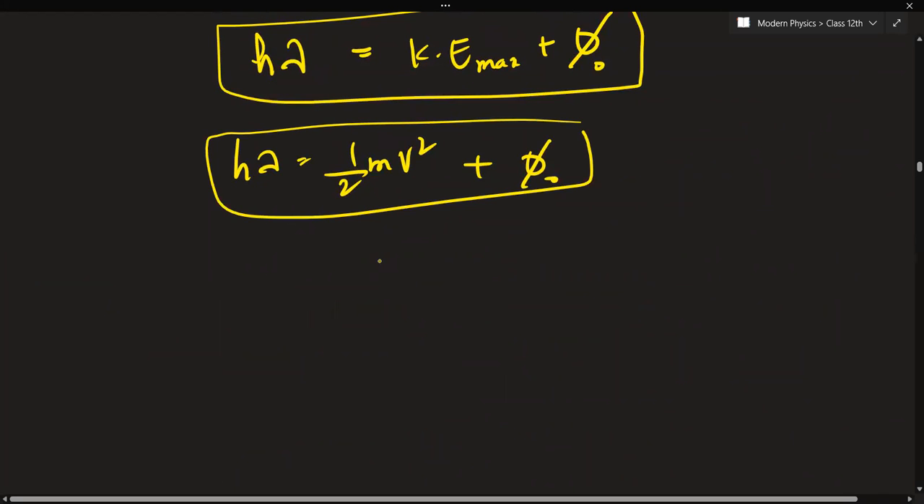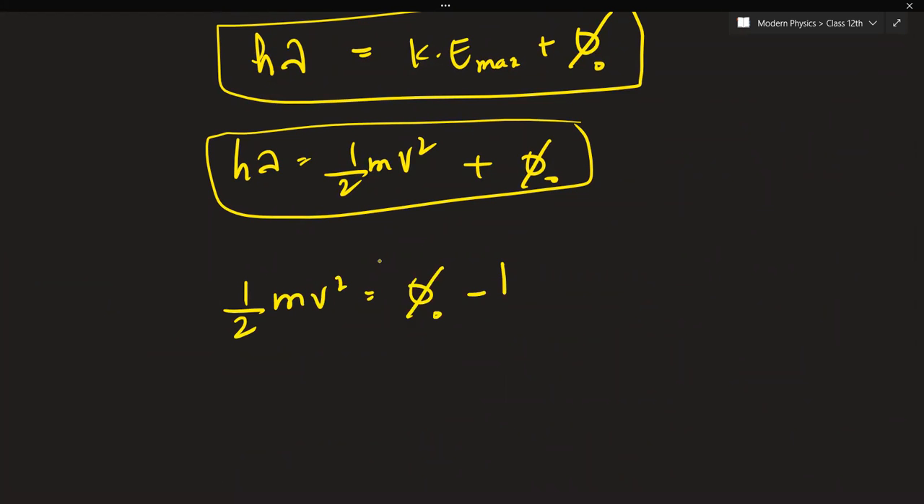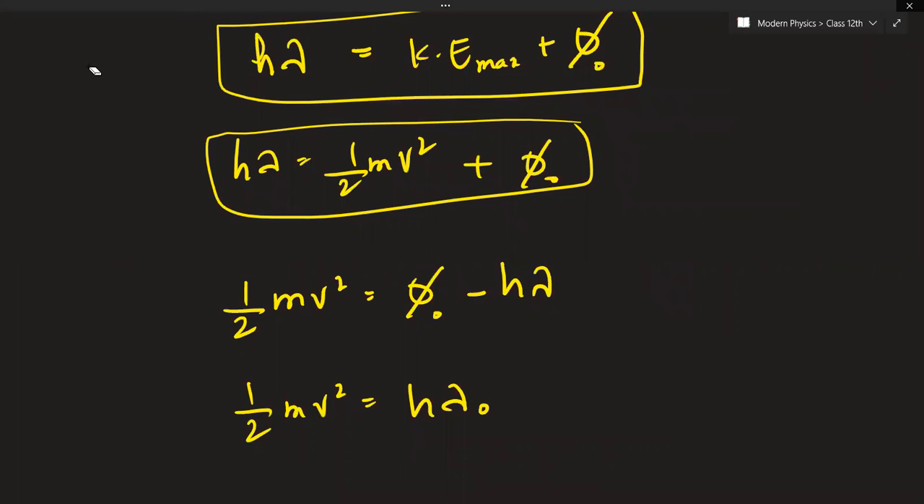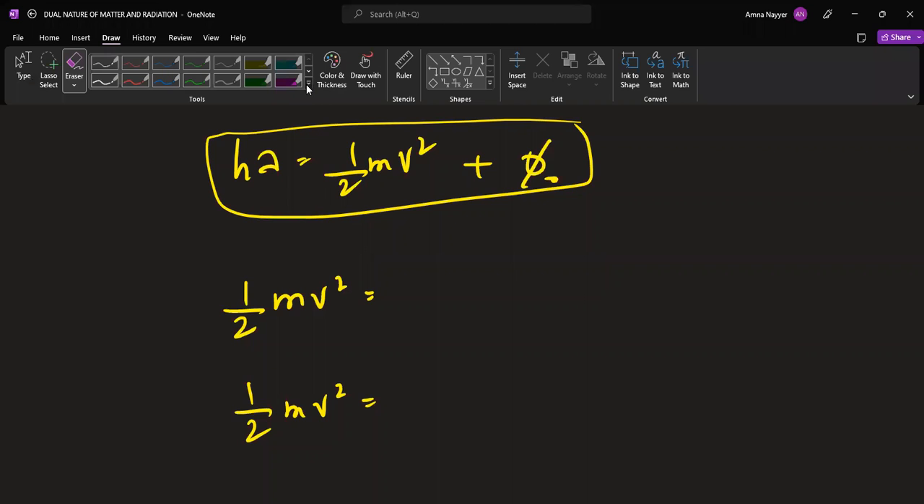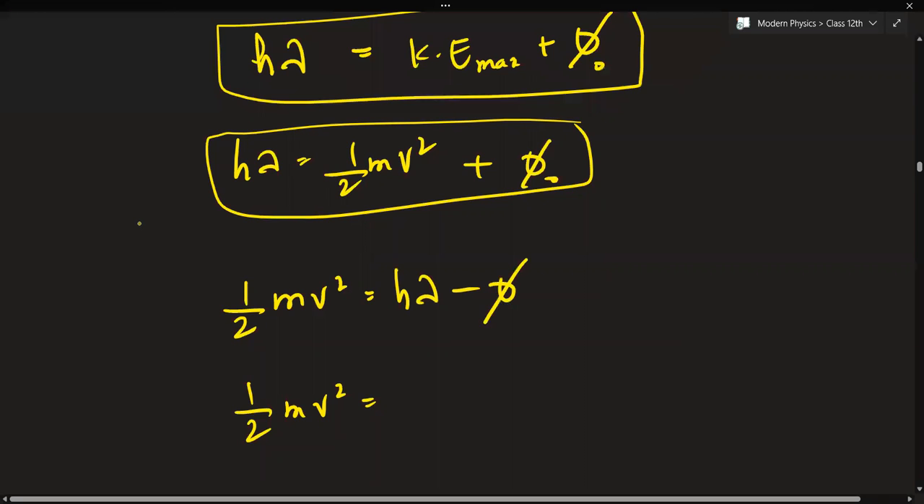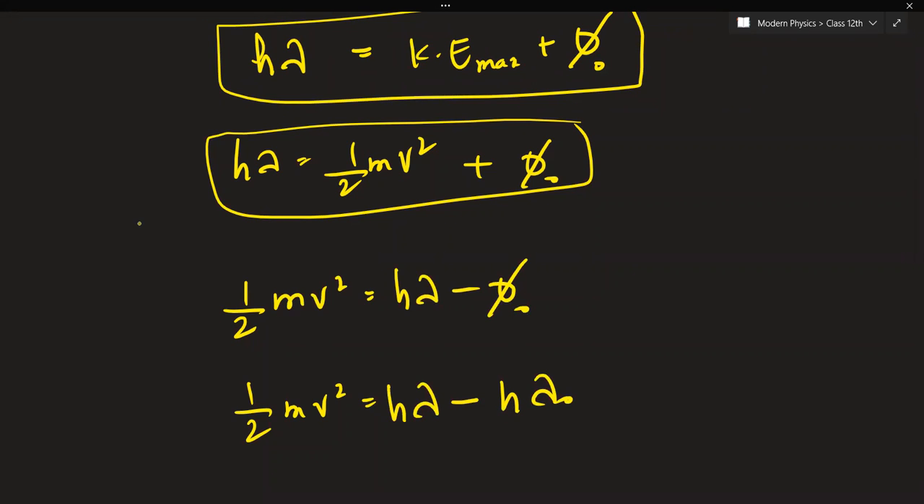One equation you can write is half m v square equal to h nu minus phi naught. Or you can write phi naught as h nu naught. So this becomes h nu minus phi naught, because phi naught is going on the other side. So this can be written as h nu minus h nu naught. Remember, just now I told you, it can be written as h common, nu minus nu naught. All these formulas are applicable, whichever manner you want to change.